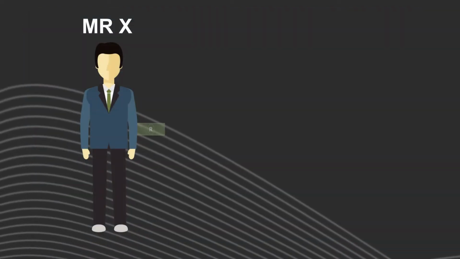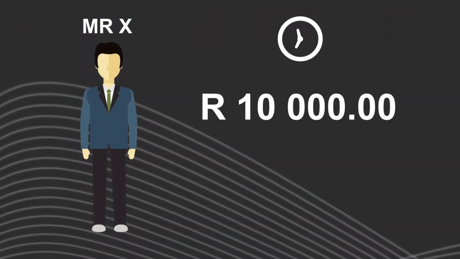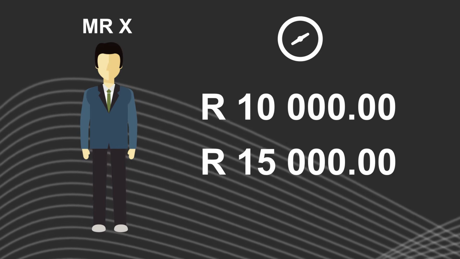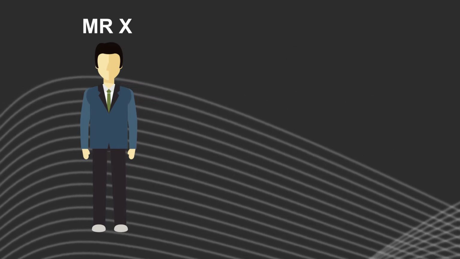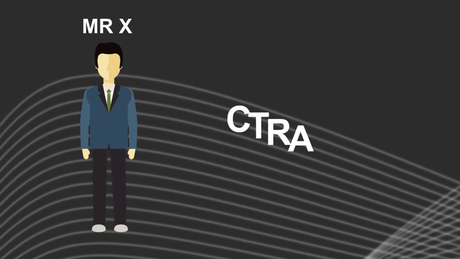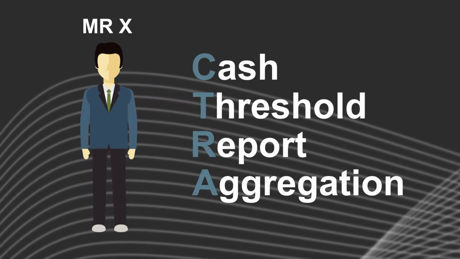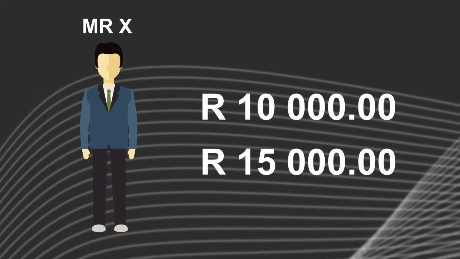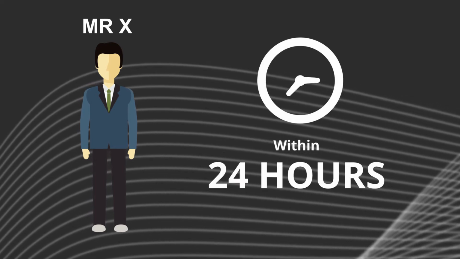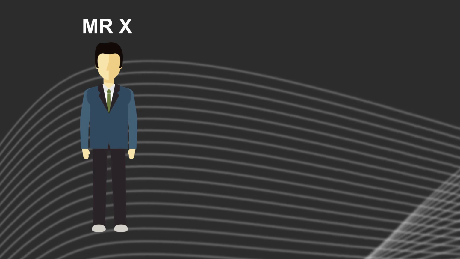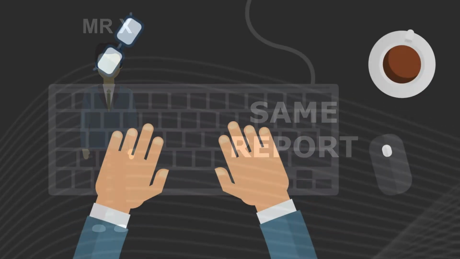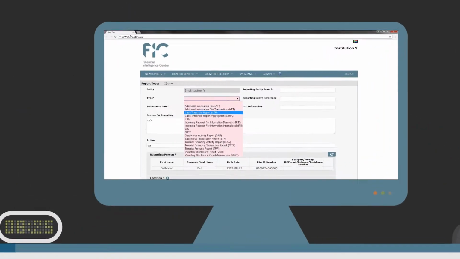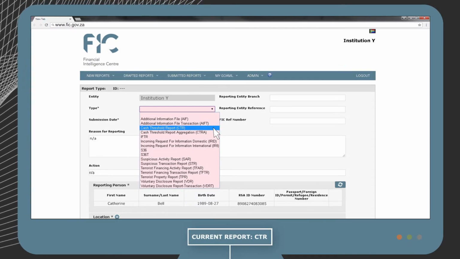If, for example, Mr. X made a payment of 10,000 Rand cash in the morning, and then later in the afternoon, another 15,000 Rand was paid in cash to institution Y, then this will be reported as a CTRA. CTRA stands for Cash Threshold Report Aggregation. This means that the 10,000 Rand and 15,000 Rand received by institution Y within 24 hours from Mr. X was over the threshold and must be reported on the same report. It is important that each transaction should be captured individually within the report. Back to our example. Let's select a cash threshold report.